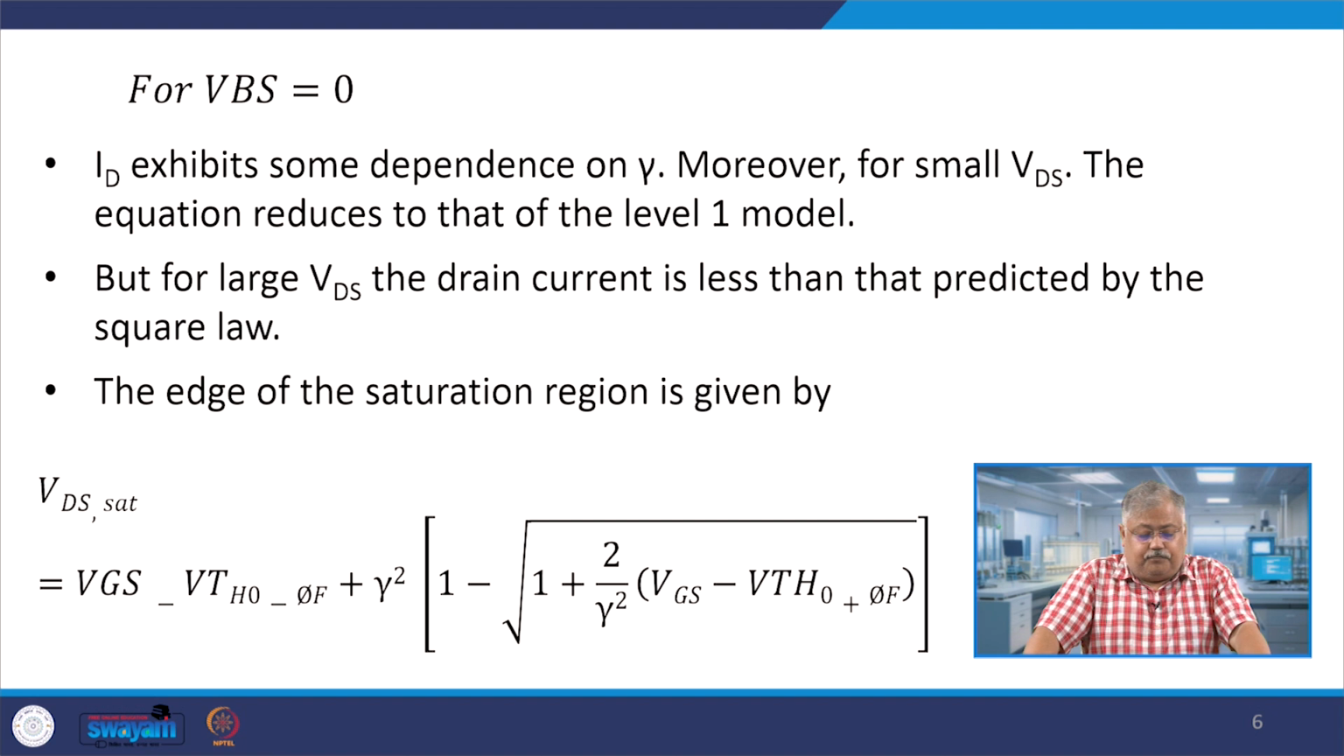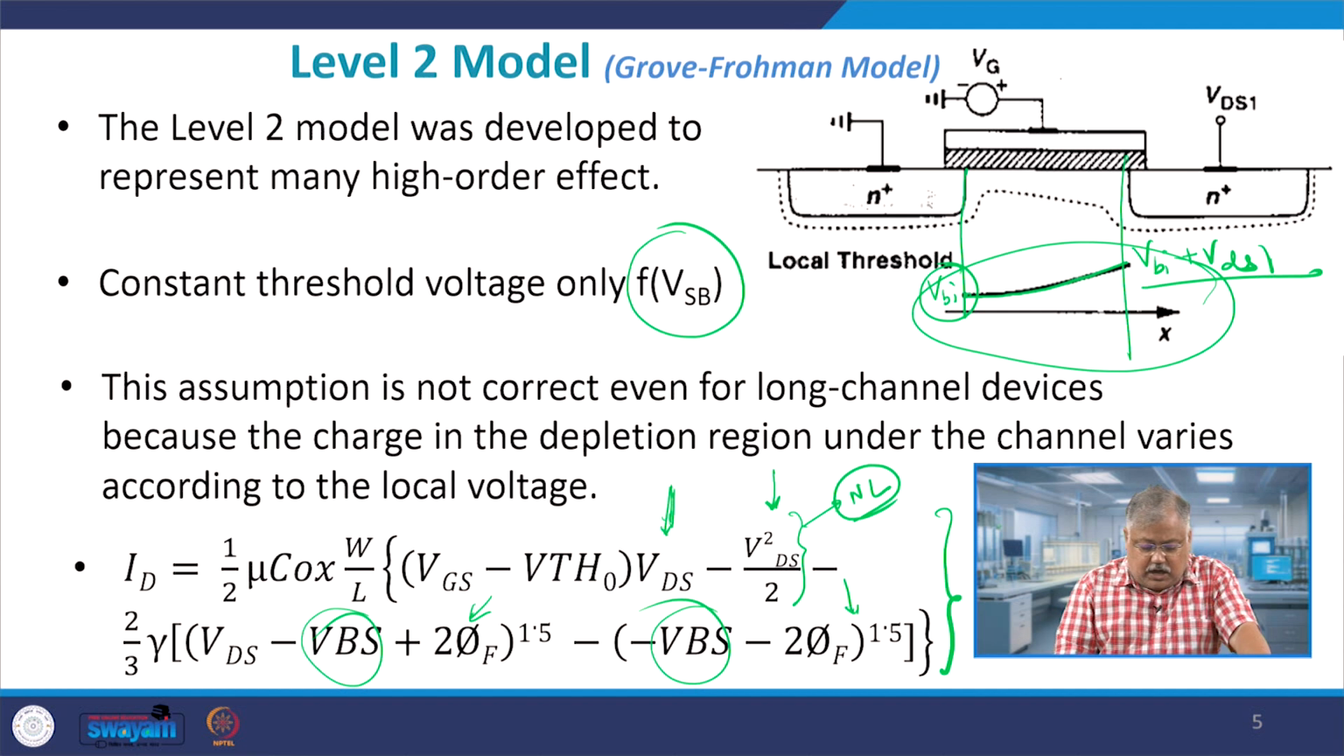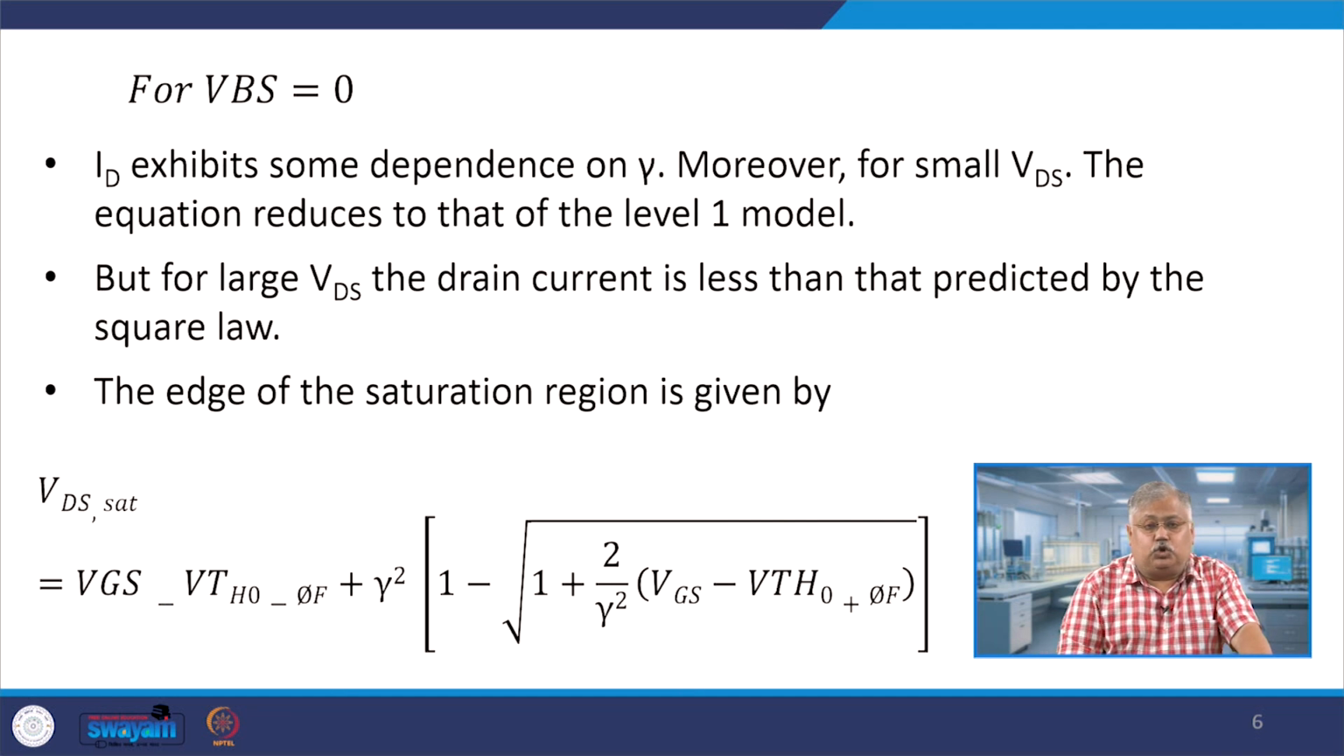If you take ID, the gamma factor, which is basically the body coefficient factor, then ID will also depend upon the value of gamma. If you look very carefully here, this gamma factor is coming somewhere here, right, and therefore, as the gamma factor changes or becomes more and more, the current actually starts to drop down for the same value of VBS and VGS, right.